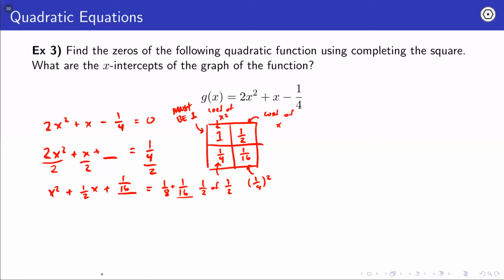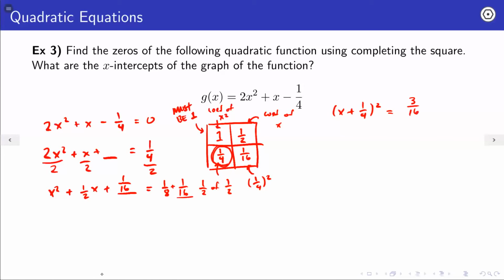Okay, the completing the square is now done, but I want to show you what we have really done. Now the left side is a perfect square, meaning it's going to factor to something squared. x squared plus 1/2 x plus 1/16 is x plus 1/4 squared. And just as a little tip, it's always x plus the value in the bottom left box, squared. On our right side, 1/8 plus 1/16, get a common denominator. I'm going to leave that to you to do, but it ends up being 3/16 when you add those together.